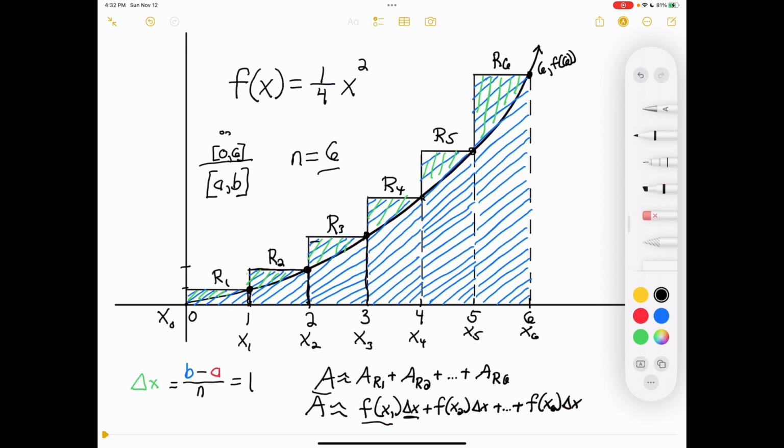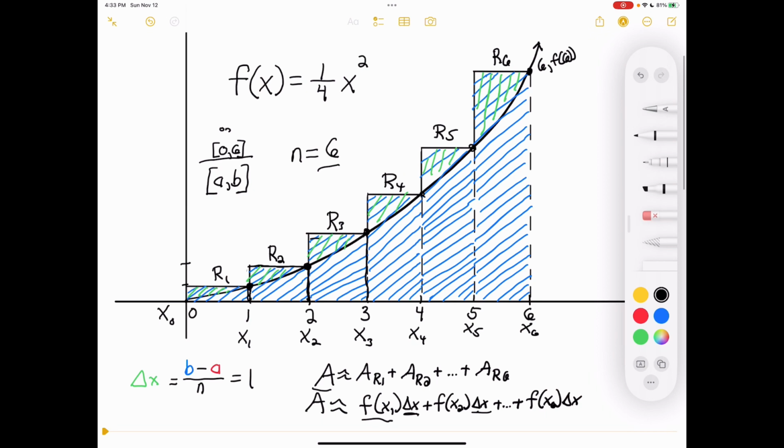If I want to find the area of rectangle 2, well, the width is delta x, and the height of this rectangle is the value of the function at x sub 2. Because this is very tedious math to write all out, and this is only 6 rectangles, imagine if we had 20 rectangles or 50 rectangles. And you'll see more of that in part 2.